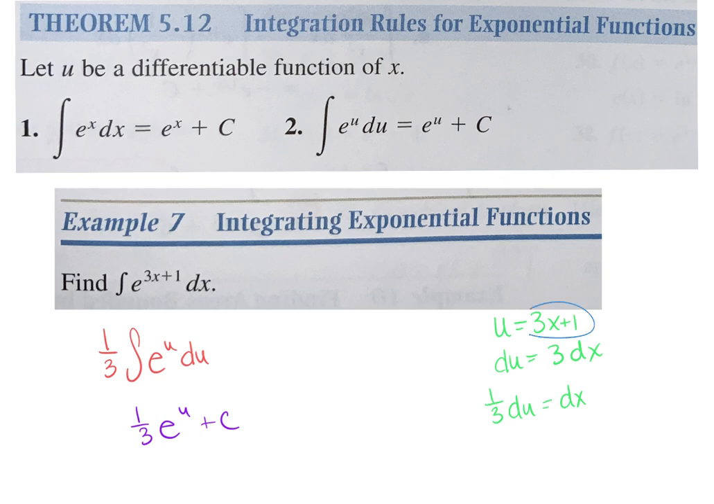Well, then I need to go back and plug this guy back in. So my answer is 1/3 e to the 3x plus 1 plus c. Okay. So you really just have to account for anything in that exponent where the derivative has not already been accounted for.